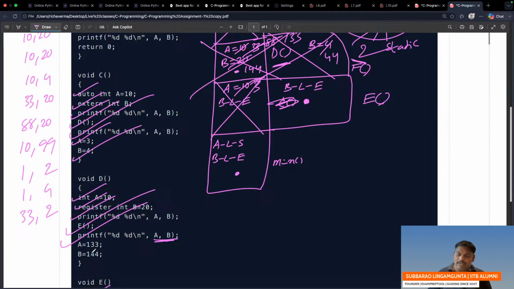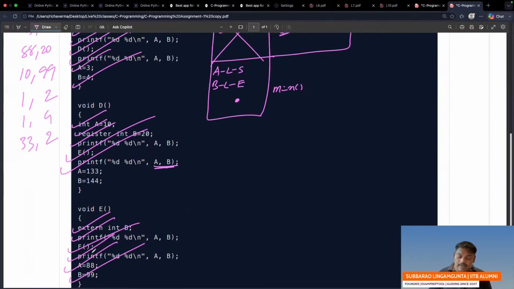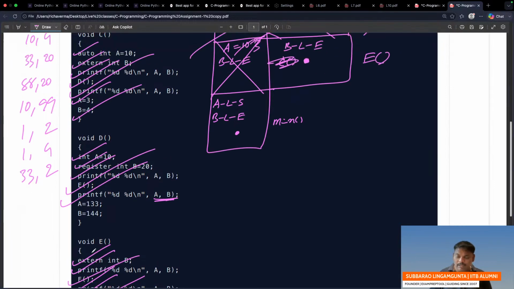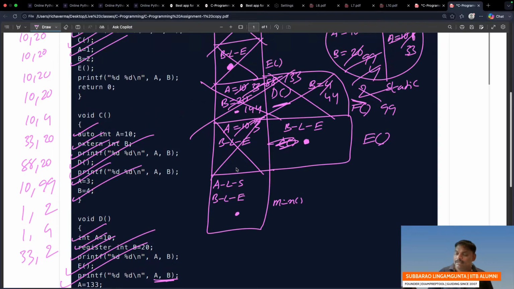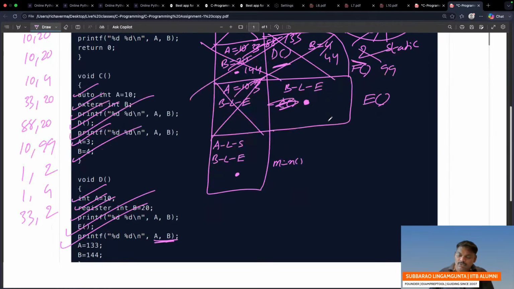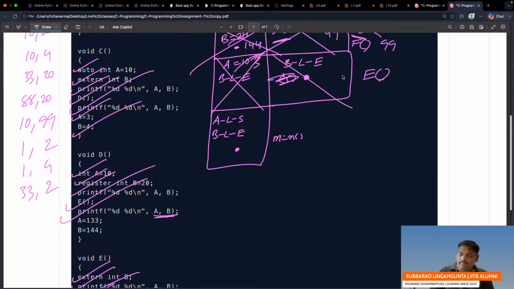So after that printing is over, in the E function after printing over, A is 88, B is 99. Remember, wherever you are taken, that place you have to store. Let's check. A is 88, B is 99. B will change to 99. A is 88. I think that is also done. After done, E cancel.